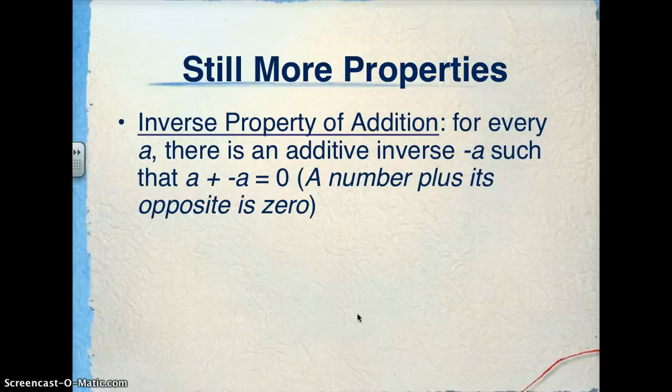Okay, the inverse property of addition says that for every a, so every number that exists, there's an additive inverse. And if you remember, we said another word for additive inverse was its opposite, so negative a. Such as if you add a plus negative a, you get 0. So that means a number plus its opposite is 0. So anytime you add a number and its opposite, you always get 0. 5 plus negative 5 is 0. Negative 3/5 plus 3/5 is 0.